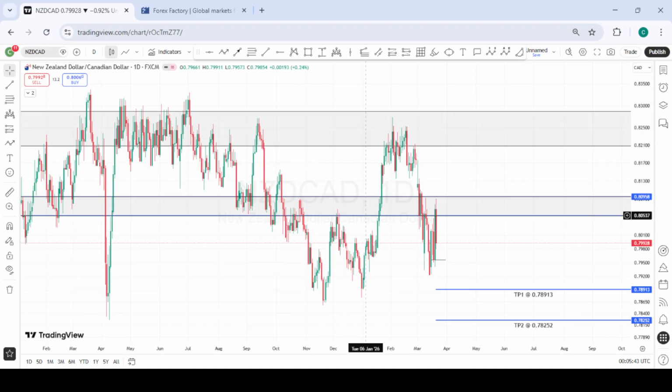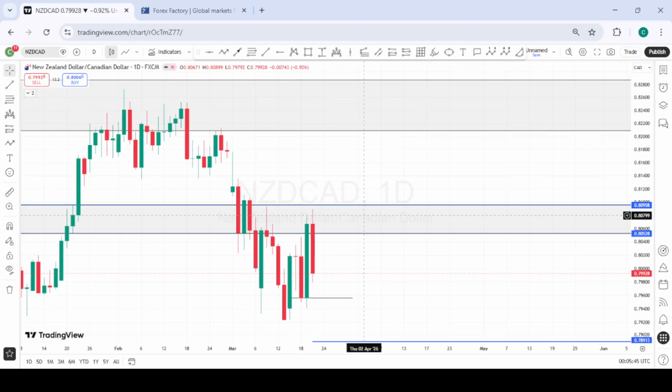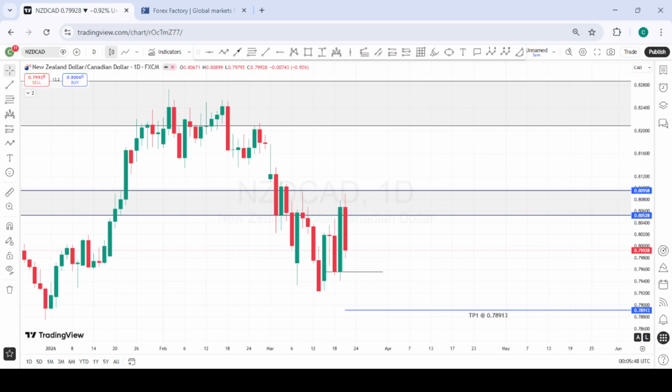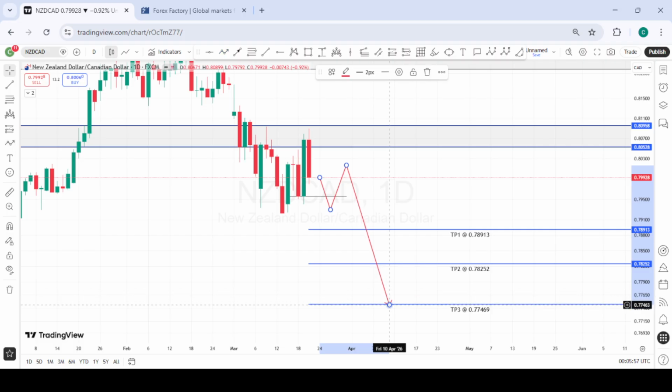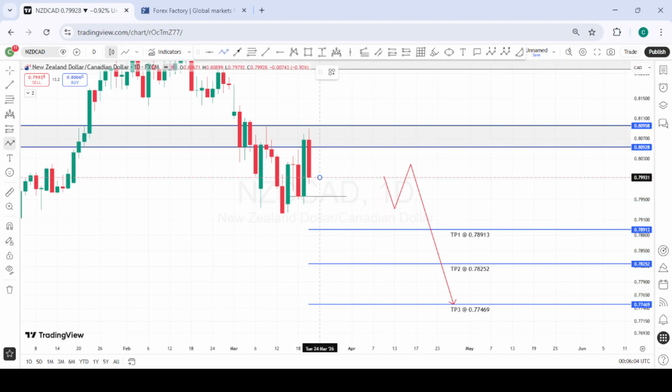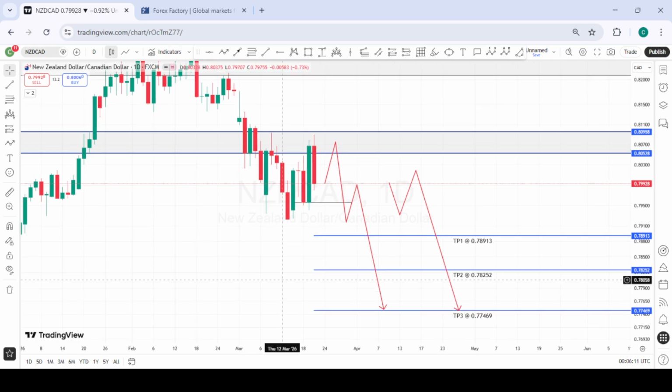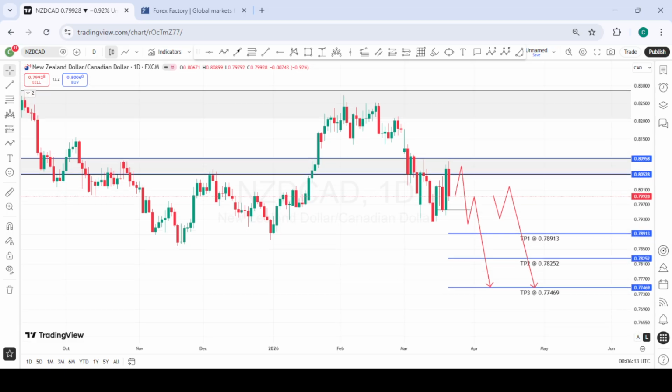We also have here NZDCAD. NZDCAD has also reacted nicely from an area of interest. Similar to GBPCAD and EURCAD, what we'll be looking out for is a possible daily structure shift here, come for a lower high formation, and take ourselves to the downside. Or should we get a double top formation around here, break, retest, continue to the downside, then we'll consider those selling opportunities as well. So we are extremely bearish on NZDCAD for the coming week also.